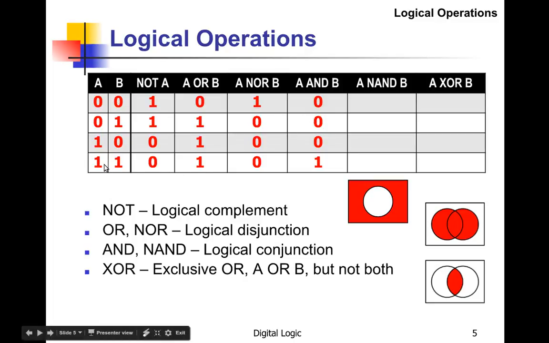And over here, if you're not in A and you're not in B, you're certainly not in A and B. And really the only way you can be in A and B is if you're in A and you're in B. So you can see how that kind of makes sense. And A NAND B is just the not of that.